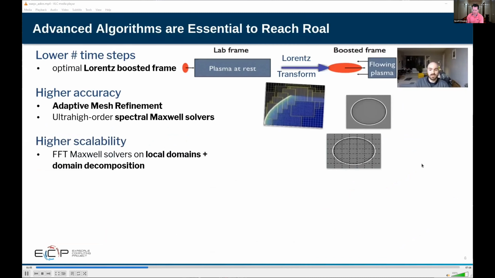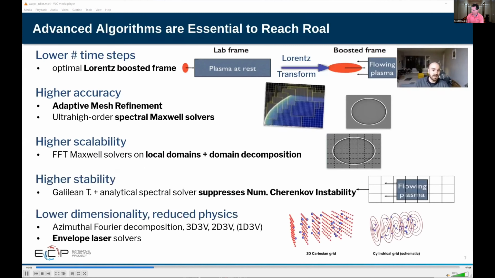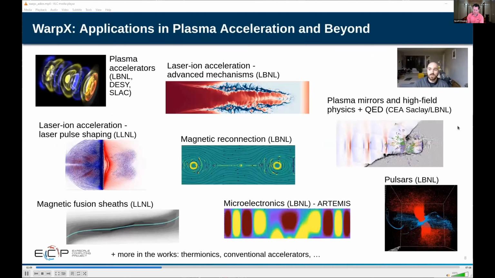We specifically also research field solvers that are used for AMR but also for non-AMR simulations, and research high stability and reduced physics to achieve fast simulations for our science cases. WarpX, although it is conceived for plasma acceleration, has yet seen many more applications, and here's a small example from our own users as well as collaborators.